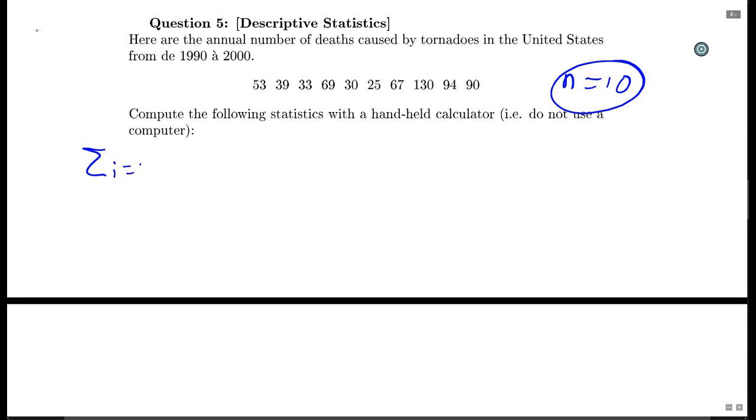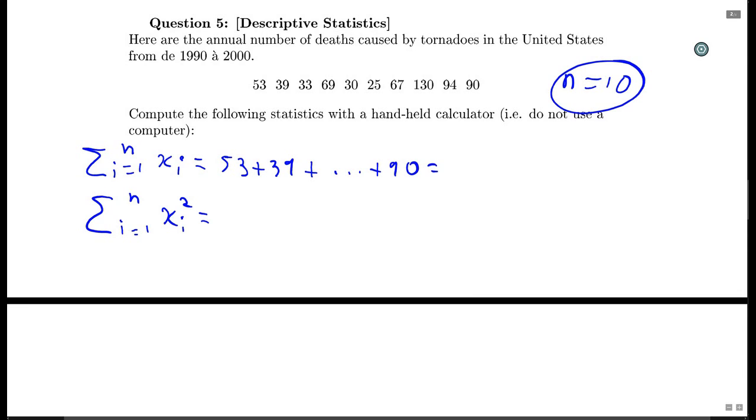Okay, and so we'll start with a computation of two sums. So here I'm going to do the sum of the n values, and then I'll also do the sum of the squares. And so we have 53 plus 39 and so on right up to 90. As I add them up, I end up with 630. And then I do the same with the squares. So 53 squared, 39 squared, and so on, right up to 90 squared. And I end up with sum of the squares of 50,030.